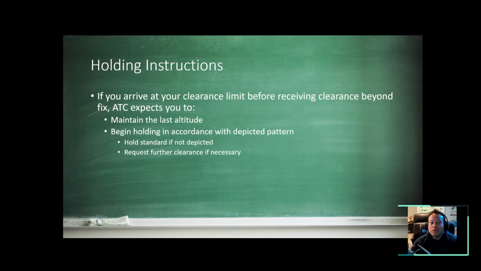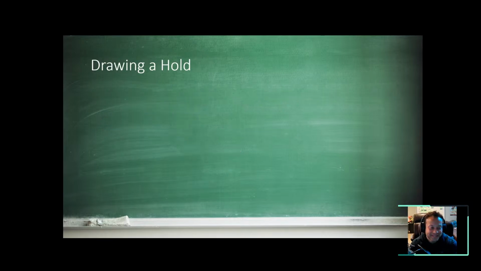Now, if you arrive at your clearance limit before receiving clearance beyond the fix, ATC expects you to maintain your last altitude and begin holding in accordance with the depicted hold pattern. Or if they tell you a specific type of hold, they expect you to follow that until they give you further clearance, right? If you're unsure, in general, in aviation, always ask, right? It's better to ask and be sure than to say, yeah, I totally know what I'm doing, and then fly into a mountain or annoy ATC.